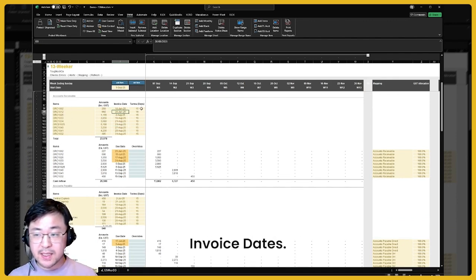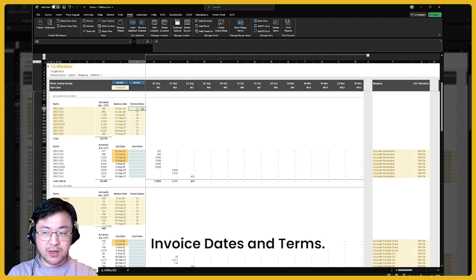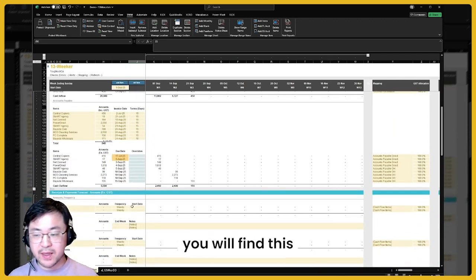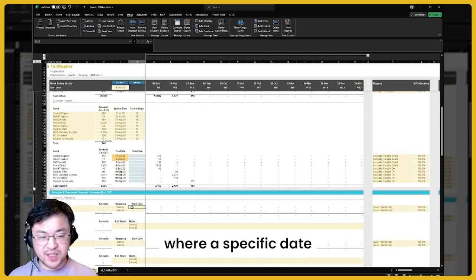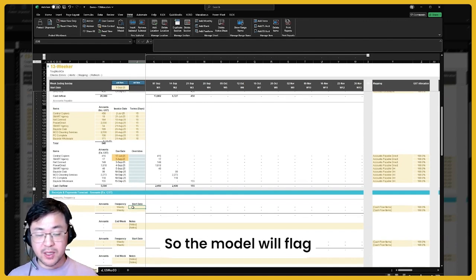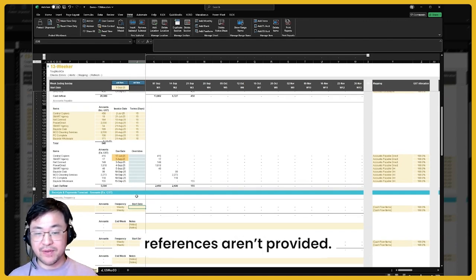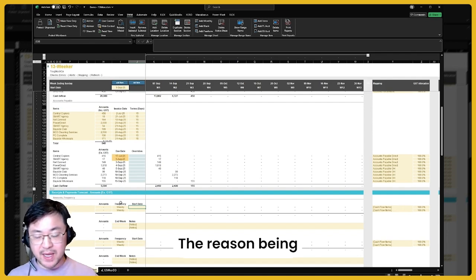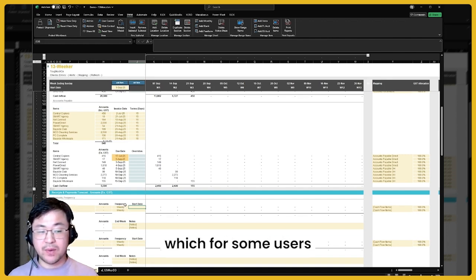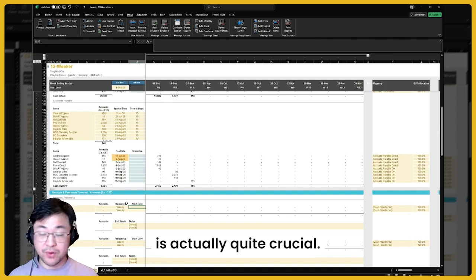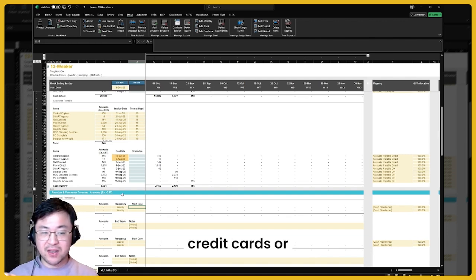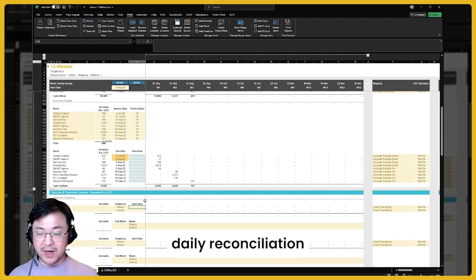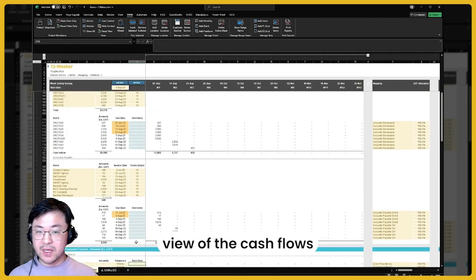You've got your invoice dates. Now, it's important, running invoice dates and terms, and actually you will find this throughout our model where a specific date reference is actually pretty important. So the model will flag if specific date references aren't provided. The reason being, specific date references also allow us to then translate all of these numbers into a daily cash flow, which for some users is actually quite crucial. So, paying credit cards or big Amex bills are often a common one that we deal with. So having that daily reconciliation and daily view of the cash flows is quite crucial.